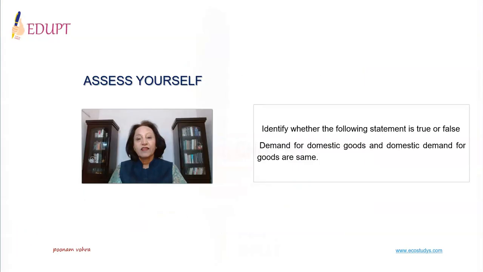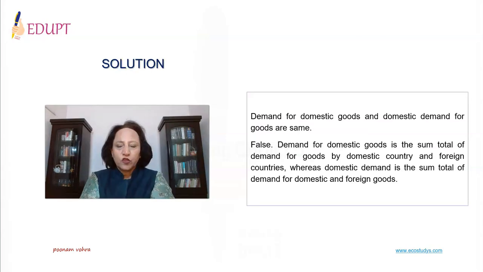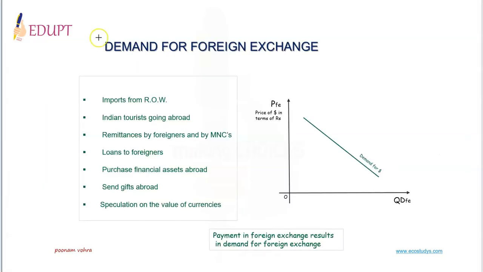Now assess yourself and identify whether the following statement is true or false. Demand for domestic goods and domestic demand for goods are same. It's a false statement. Demand for domestic goods is the sum total of demand for goods by domestic country and foreign countries, whereas domestic demand is the sum total of demand for domestic and foreign goods.